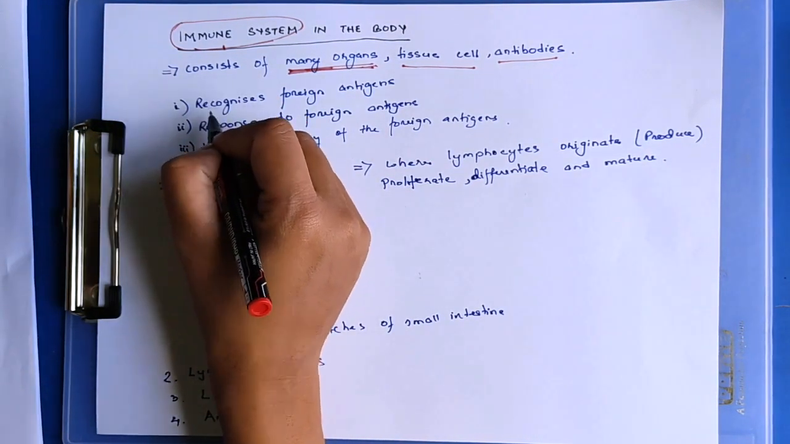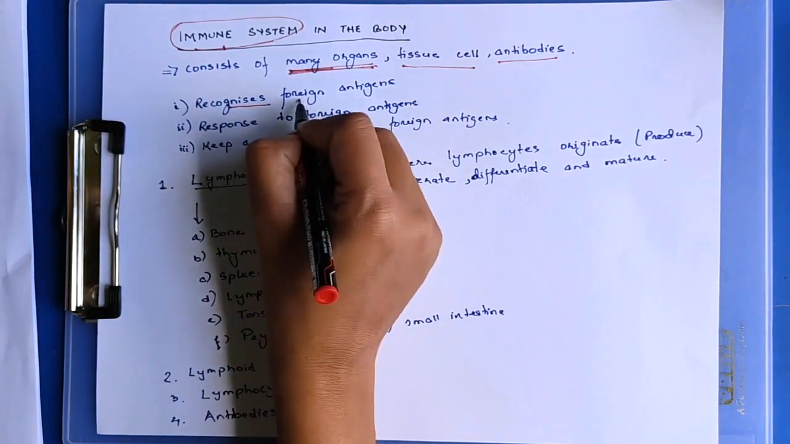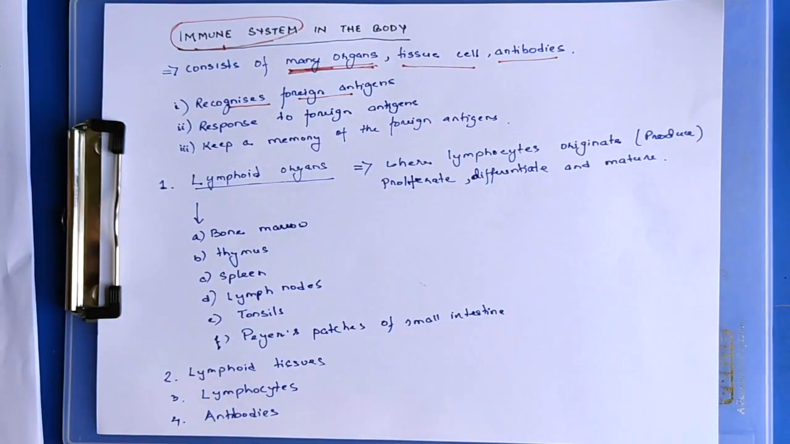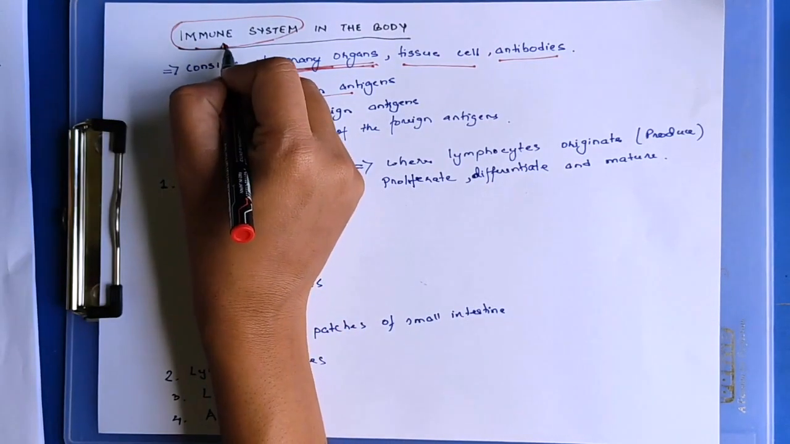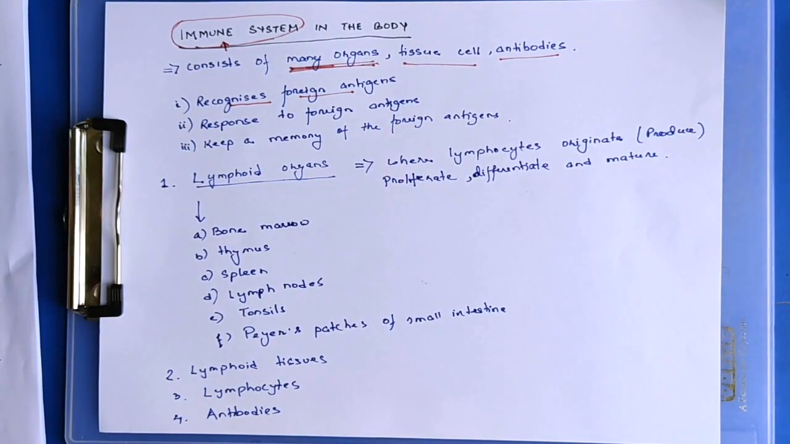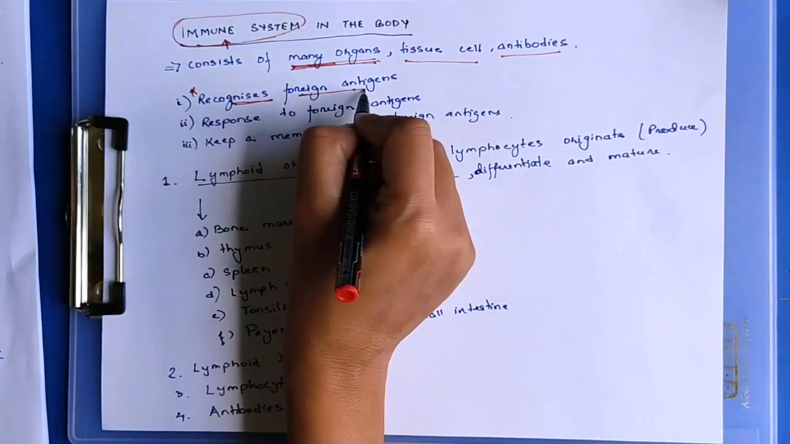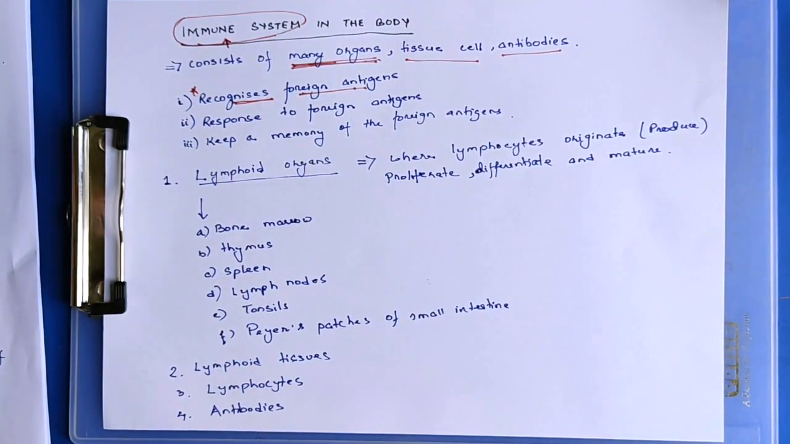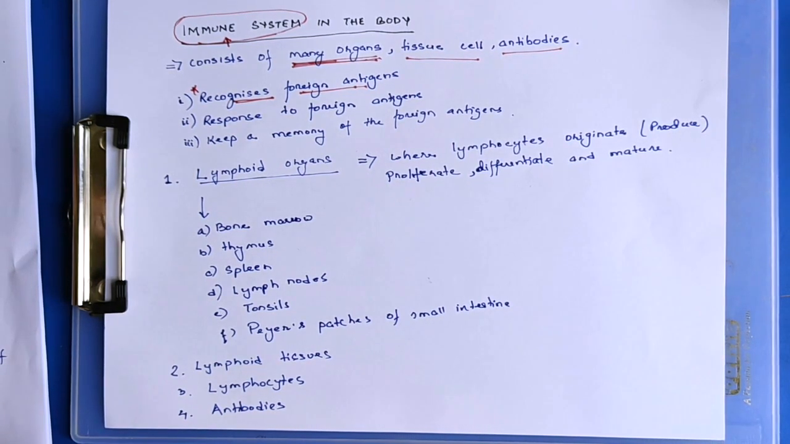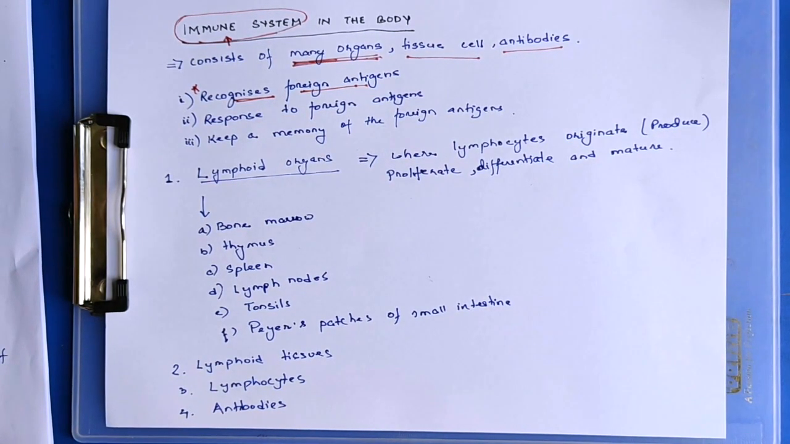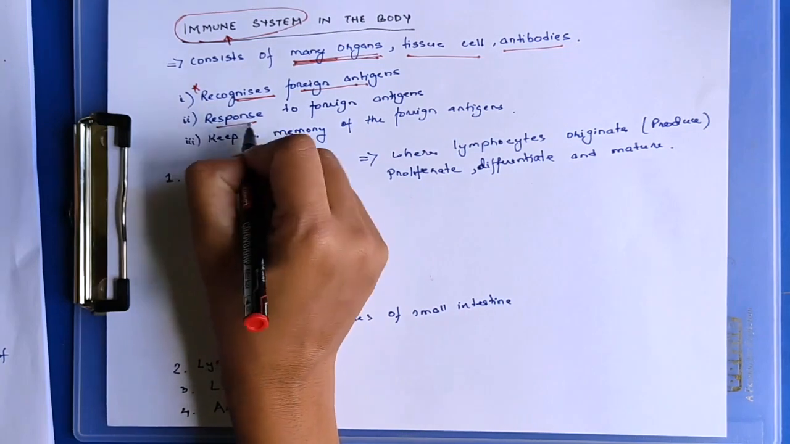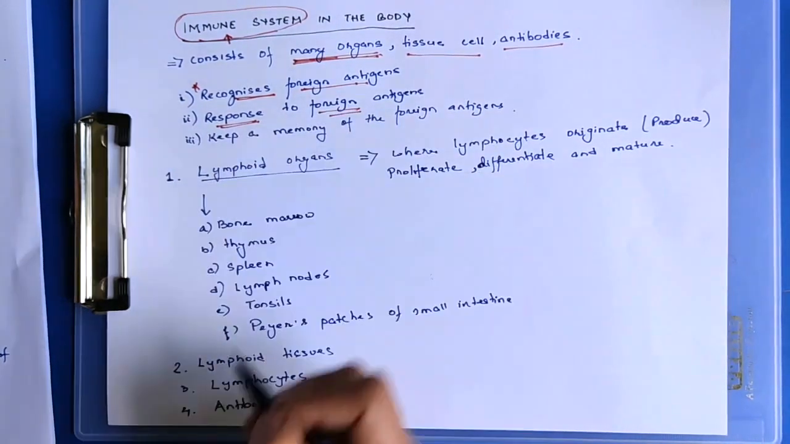The immune system has functions. First, it recognizes any foreign particles, any foreign antigens that are entering our body. Then it will respond to the foreign antigens.